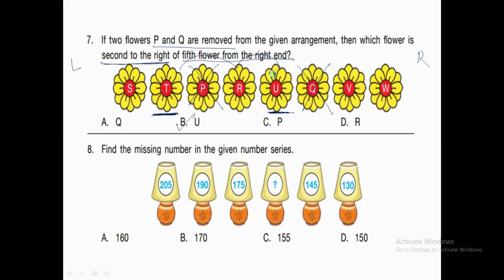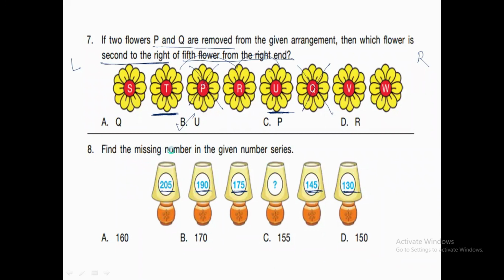Now let's move to question number 8, which is: find the missing number in the given number series. You have to find which number should be there at the place of the question mark. For finding this, what you need to do? First, we need to find the relationship between the given numbers. What is the pattern that the numbers are actually following? The first number is 205, the second number is 190, the third number is 175. At the fourth place, there is a question mark. At the fifth place, there is 145, and the next is 130.